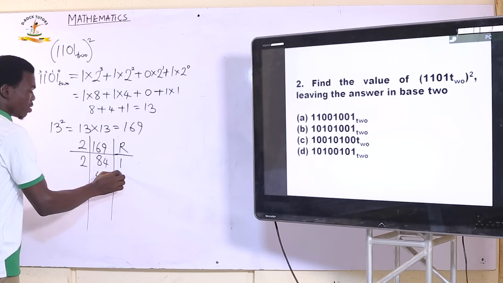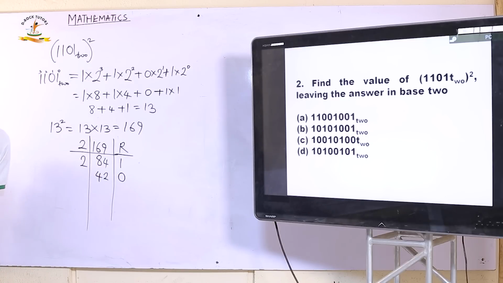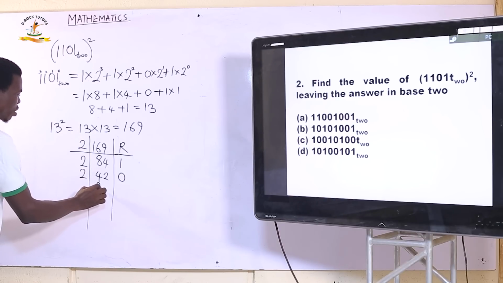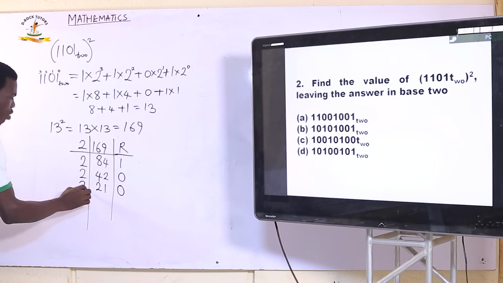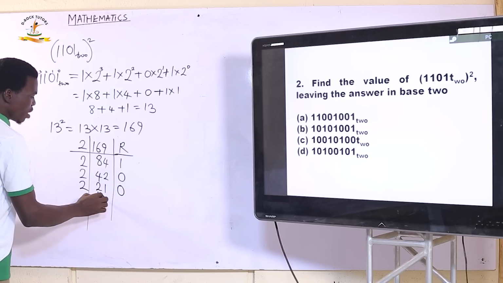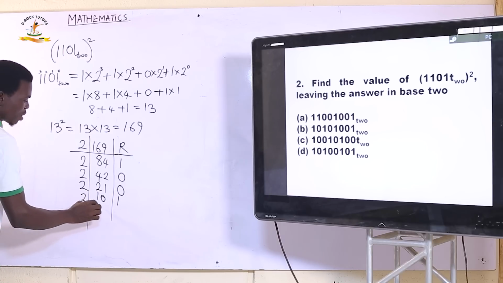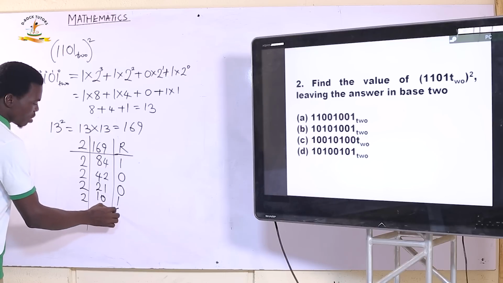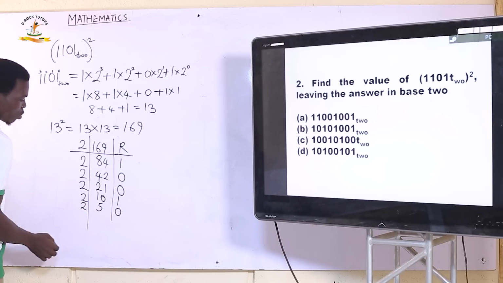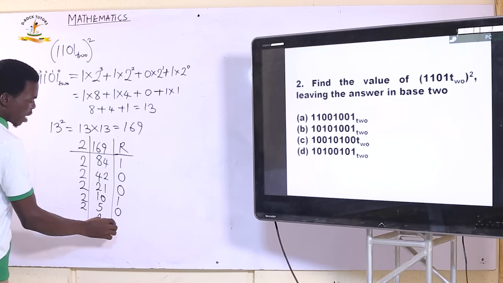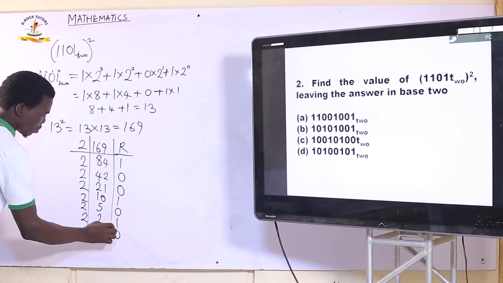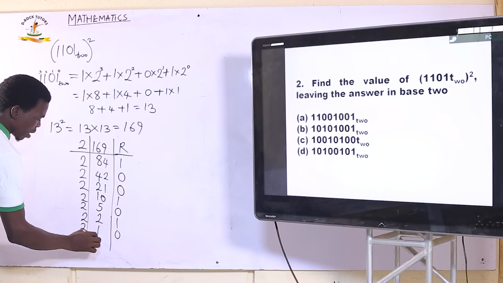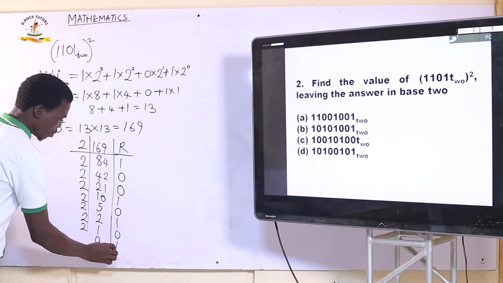And the remainder in this case is going to be 0. And 2 goes in 42 is 21. The remainder is what? 0. And 2 goes in 21 is 10. A remainder is 1. 2 goes in 10 is 5. Remainder is 0. 2 goes in 5 is what? Is 2. Remainder 1. And 2 goes in 2 is 1. Remainder 0. Finally, 2 goes in 1 is not possible, so we write 0, but the remainder we're going to write.